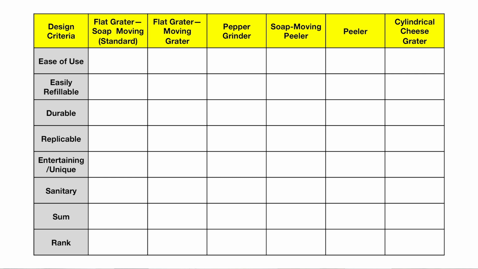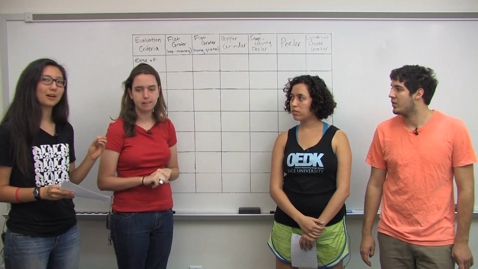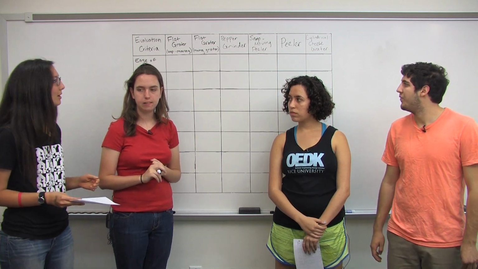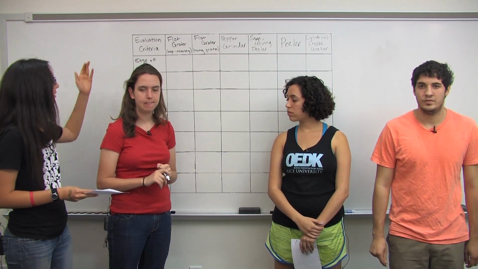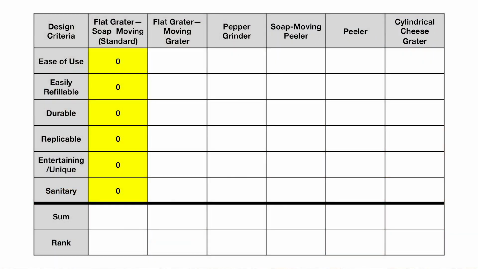Next, you need to list all of your distinct solutions along the top of the table. We've selected these 6 solutions, which came out of our morph chart, to be the ones that we want to run through this screening Pugh matrix. So we want to systematically choose which solution is better than the other. To compare solutions, we first have to set a standard. So we're going to choose one of these solutions, the flat grater with the soap moving, and that will be our standard.